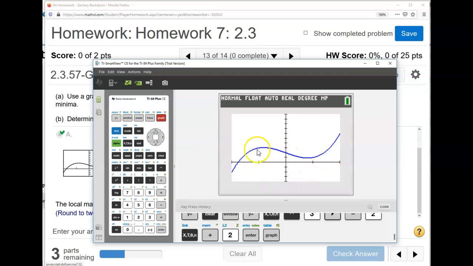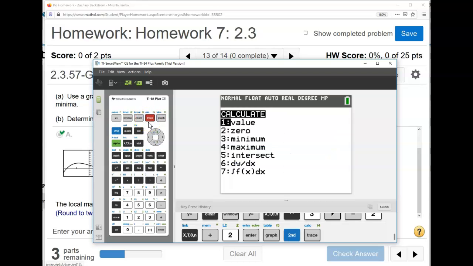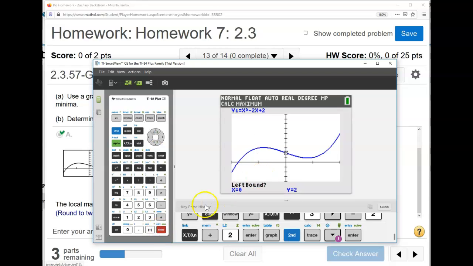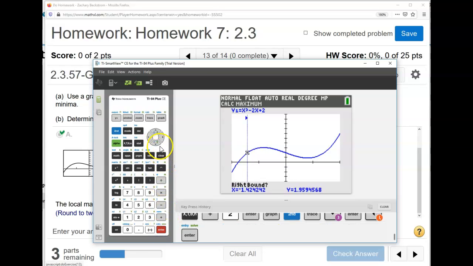So to find this local maximum, I can go to second trace, which is calculate, and we're going to go to maximum. It'll give us the maximum value. And then it wants us to put a left bound, so we just have to go to the left side of that peak, which is anywhere over there. Hit enter, and then we go to a right bound, so go to the right side of that peak anywhere you want. Just make sure you're on the right of it.